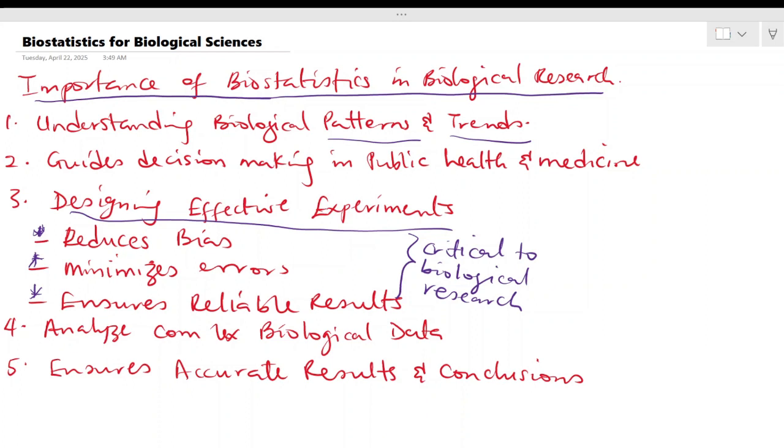Ensuring accurate results and conclusions is the last point on my list, in which we use biostatistics to help us ensure that conclusions drawn from biological research are based on solid evidence. By applying statistical tests, researchers can determine whether their results are due to actual biological effects or just random chance. The accuracy is essential for making reliable scientific conclusions and avoiding misleading information.